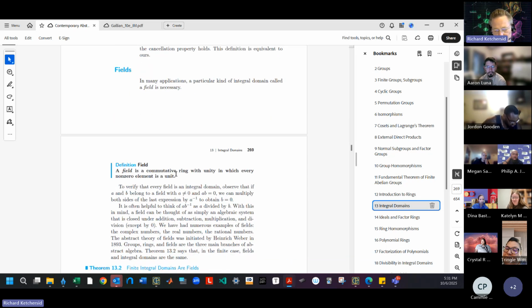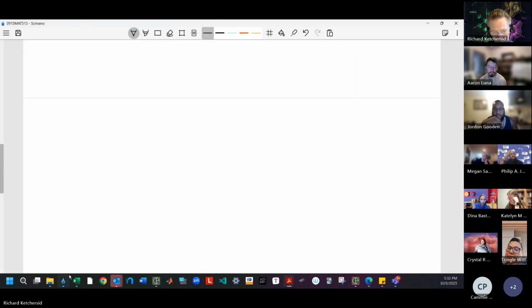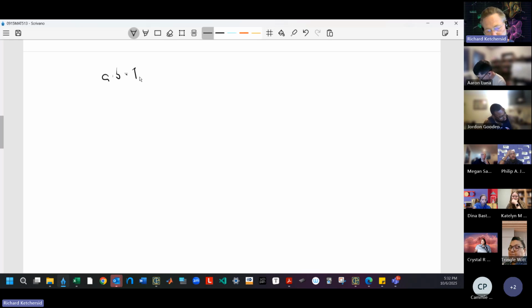Okay, what is a field? A field is a commutative ring with unity where every element is a unit. So every element has an inverse, and if you have an inverse, the inverse is unique. Once something acts like an inverse, first you need a unit, but if A times B equals 1, then B is A inverse.